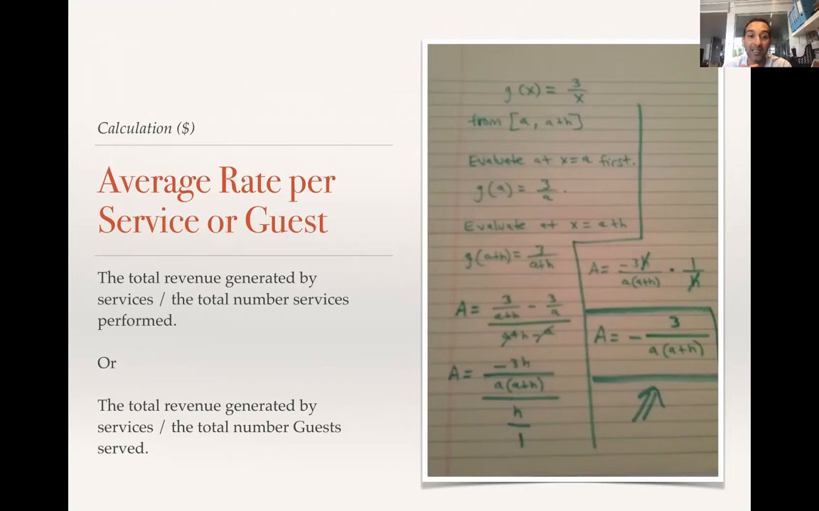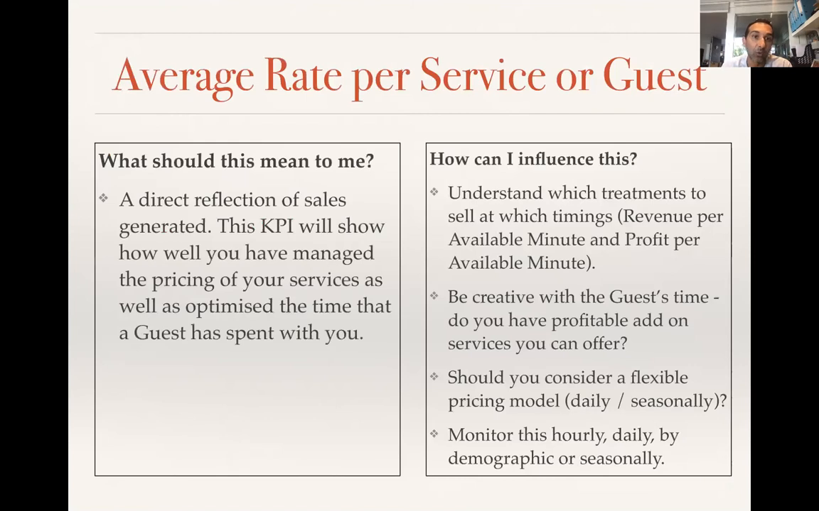For average rate per guest, you would get the total revenue generated by services divided by the total number of guests served in your spa. Again, for the hour, for the day, for the week, the month. Okay, so we're taking a total, dividing it by the number of units. What should this mean to me? Well, this is a direct reflection on your sales, right? This KPI will explain to you how you have managed the pricing in your business, and also the time, both pricing and your offering as well as time. Okay.